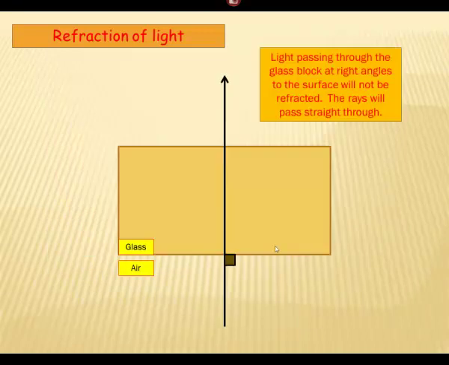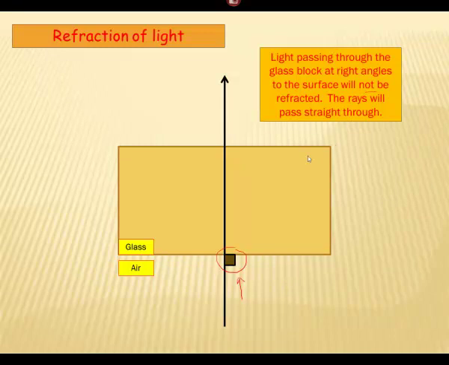Now here we've got a glass block, and out here is air. Light is coming from this direction down here, and if we shine light at right angles to the surface, light goes straight through, there's no bending. So it says over here, light passing through the glass block at right angles to the surface will not be refracted. The rays will pass straight through.